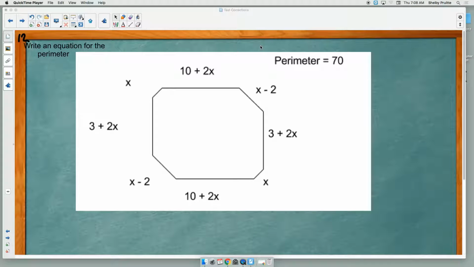So here's an example problem for number 12. On number 12, you actually have two different ones you have to write a perimeter for. I'm only going to give you one example because it's still the same process. So here we have a funky shape, and the directions say to write an equation for the perimeter.